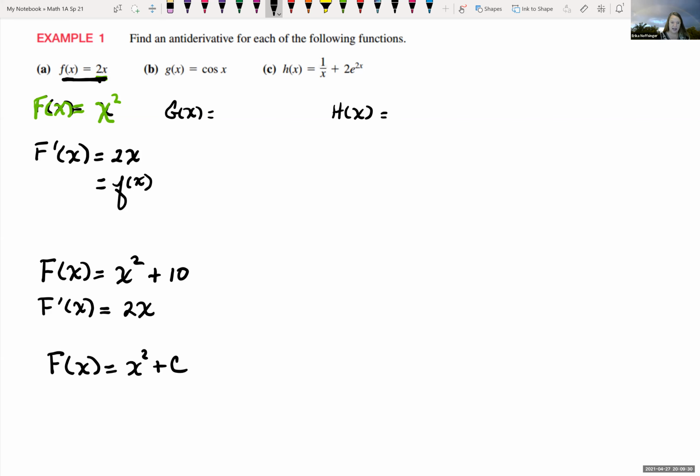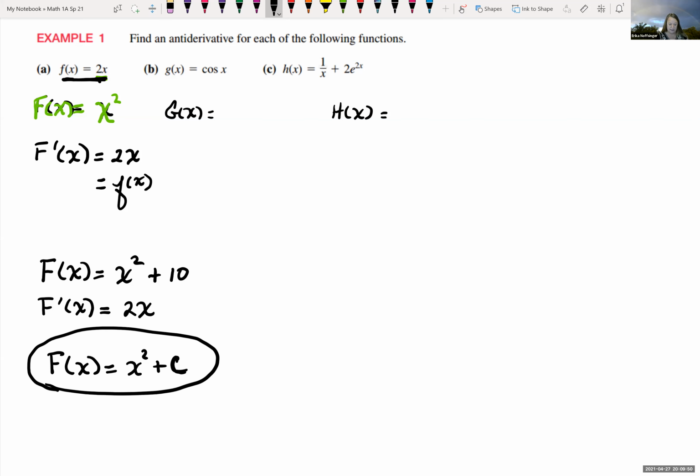And so right now, a lot of times we're going to add that C in there. We're going to add that in there until we get into definite integrals, and we'll talk about that later, next week actually. But for right now, we're just going to add this constant.